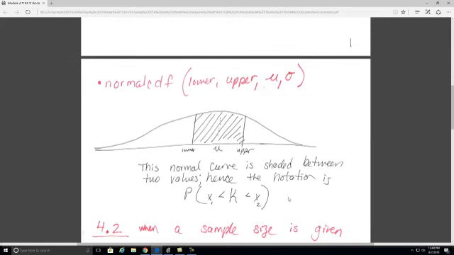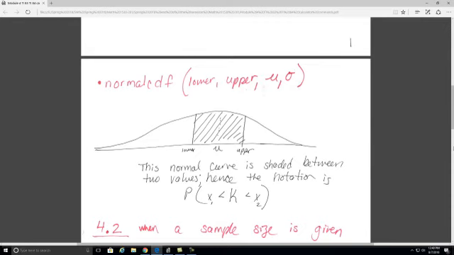Then you have between. Notice how it's shaded between. This is generally what the normal CDF function is. So this would be normal cumulative distribution function, where your lower bound is whatever is given, your upper bound is also given, and once again you have your mean and standard deviation.